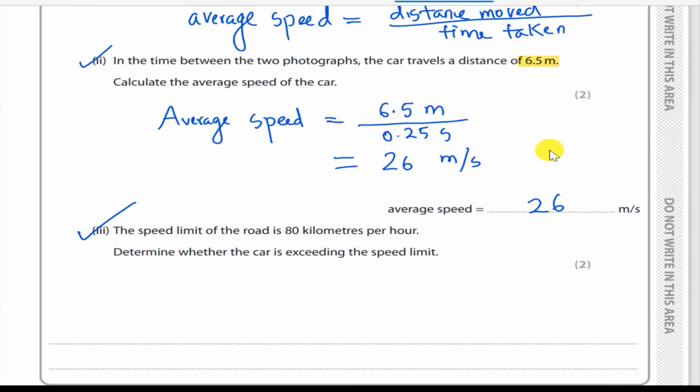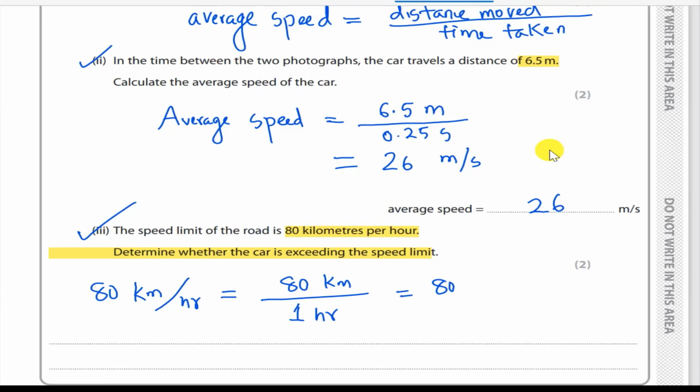Now question number 3. The speed limit of the road is 80 km per hour. Determine whether the car is exceeding the speed limit. So 80 km per hour, 80 km divided by 1 hour.